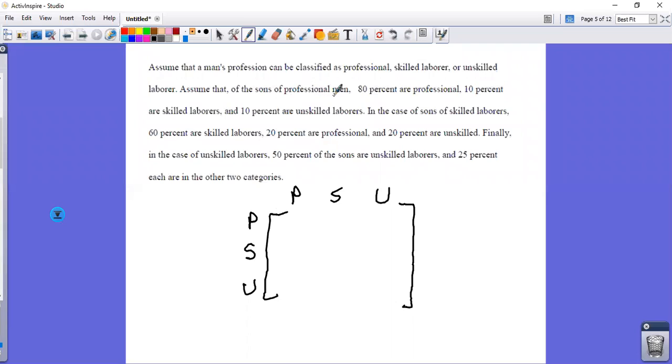So if the man's a professional man, then 80% of his children will be professionals. 10% skilled labor, and that's 90, so it's got to be 10%. And it says that if it's a skilled laborer, 60% of his children will be skilled laborers. 20% professionals, that's 80, so it's got to be 20%. Finally, 50% of the unskilled will be unskilled. 25% in the other 2 categories, which make 100. I'm going to call.